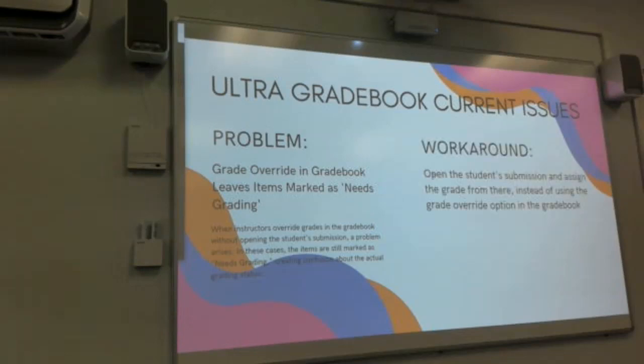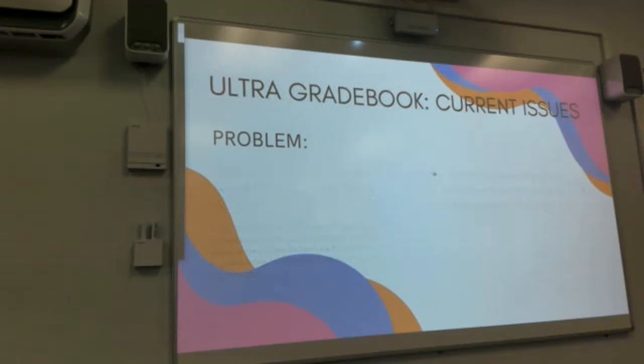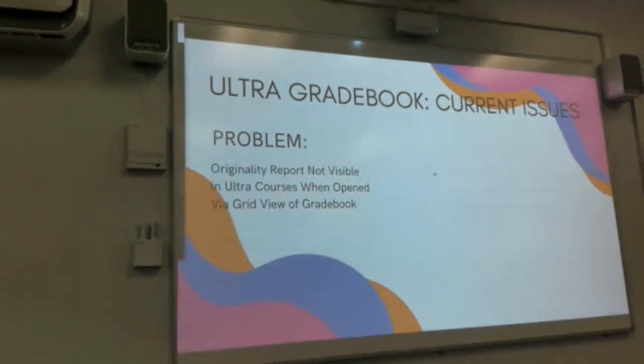So the workaround: open the submission and assign the grade from there instead of using the override option. So you're overriding, but inside the submission screen. Yeah, you just have to go through that, because going directly through the other way is annoying. Another one.